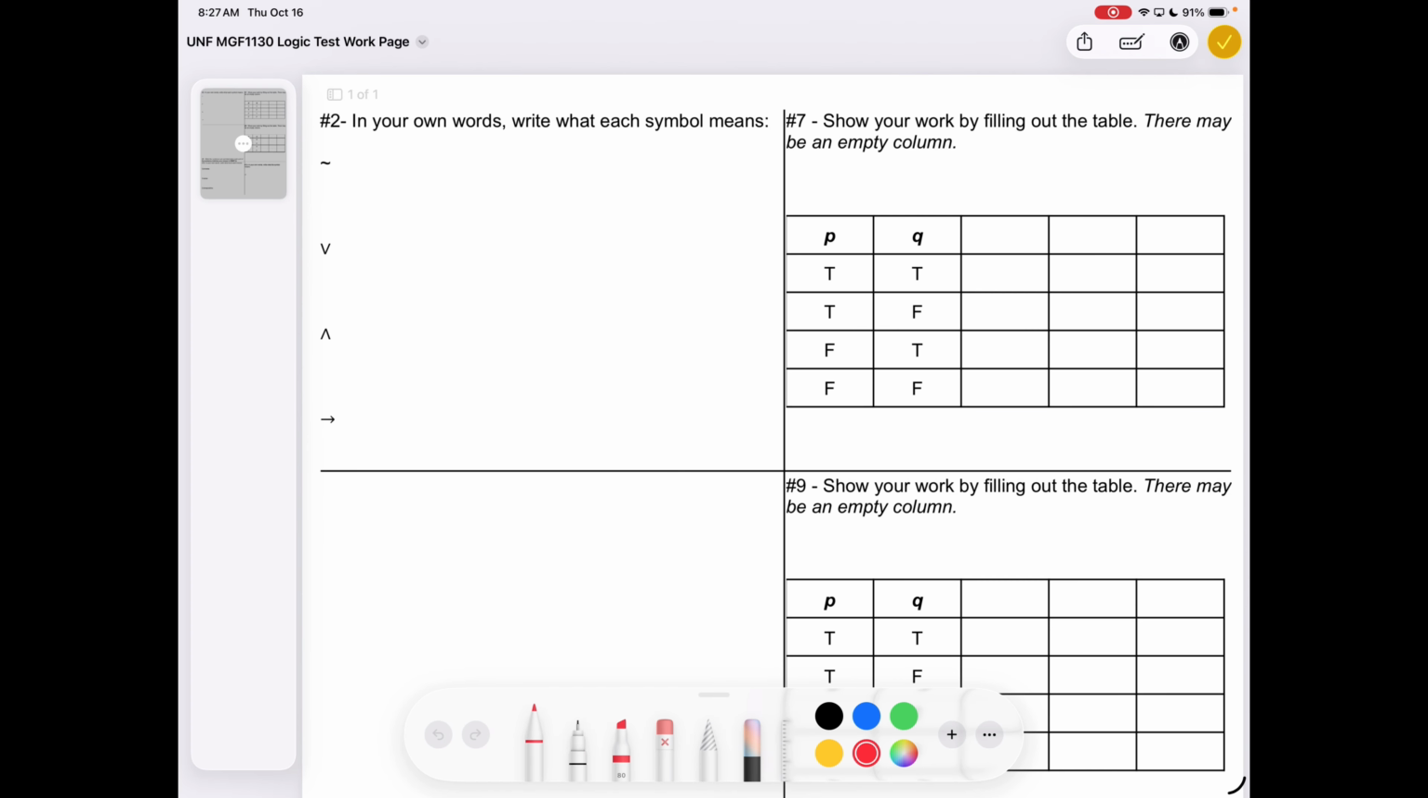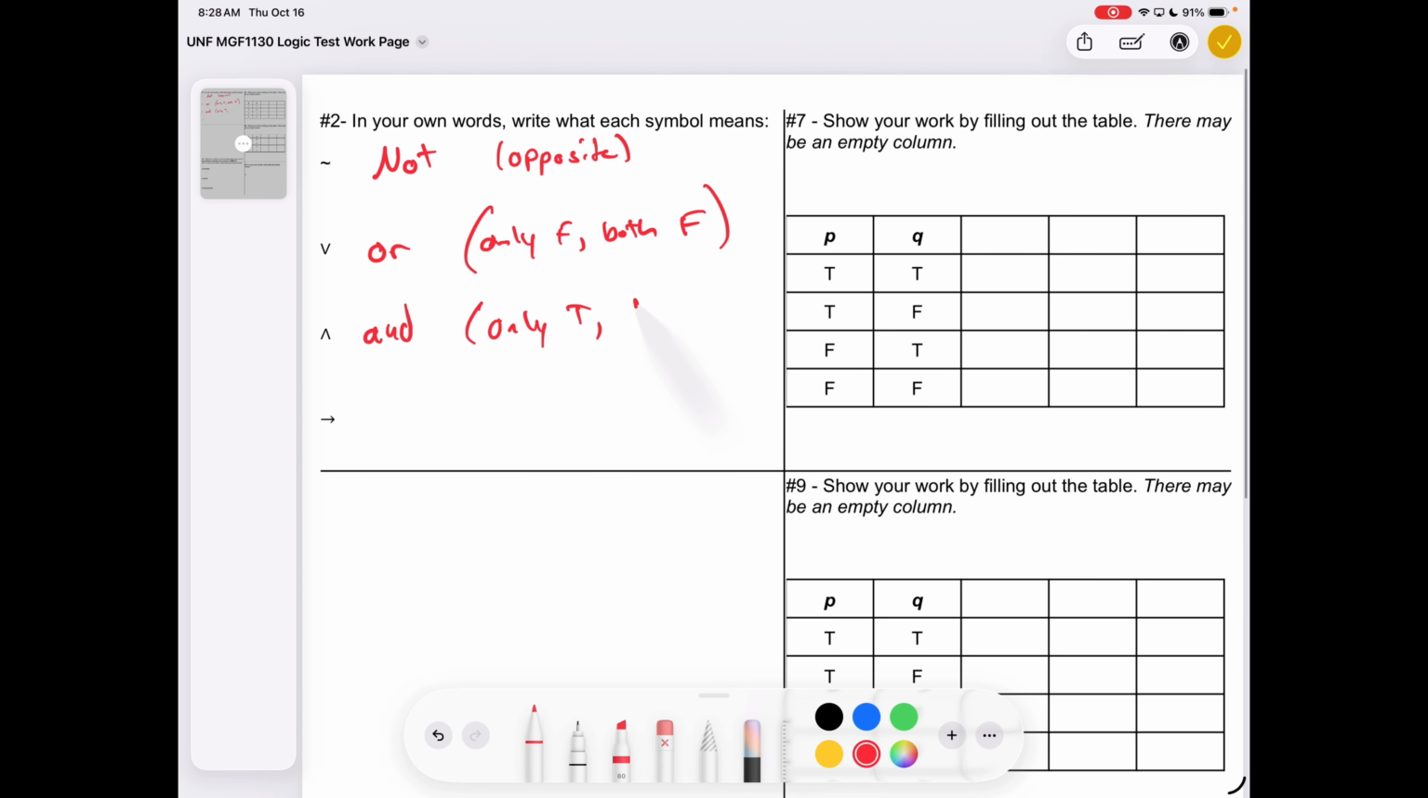So number 2 says make these in your own words. You can put not, I don't care if you put opposite, something, anything like that. This one is or. I'm fine if you even want to use this as your reference sheet. As soon as you get the test, you can write this stuff down, so you only have to remember it for a second. So that's or, only false when they're both false. And I'm only looking for the or and the and basically. But this is just your little cheat sheet.